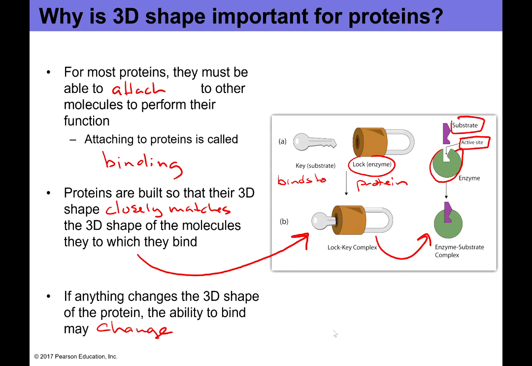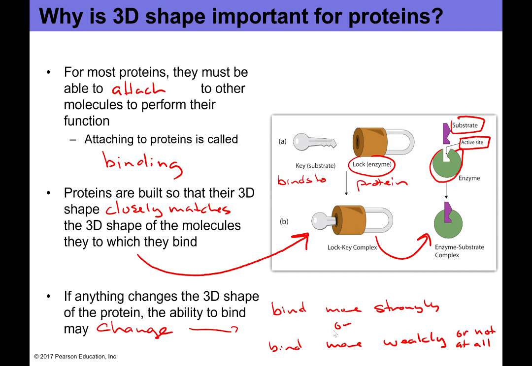And I'm purposely being vague about that, because those changes can cause binding to increase. It can make things bind more strongly, or bind more weakly, or even not at all. Either change is possible.